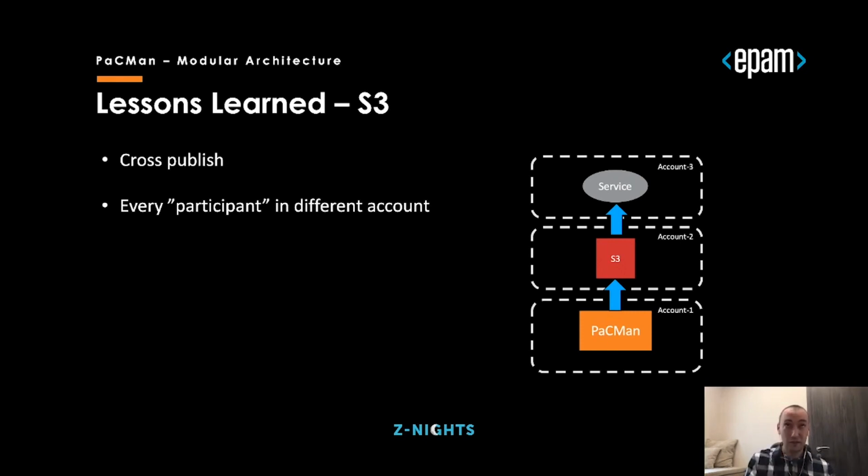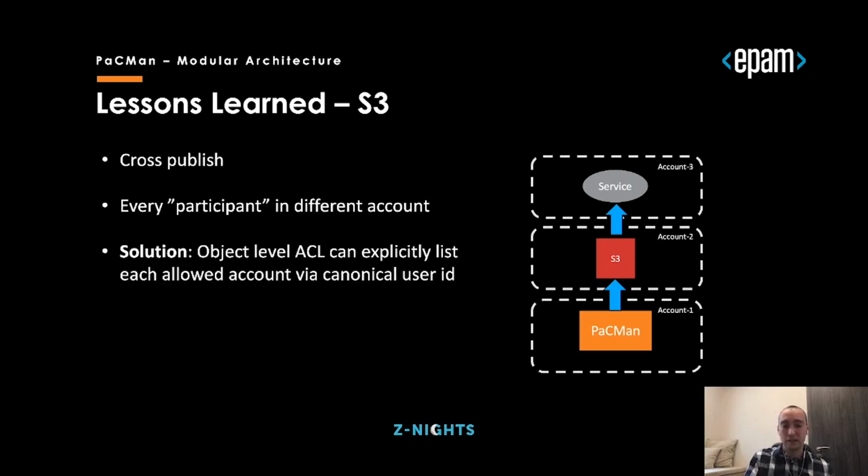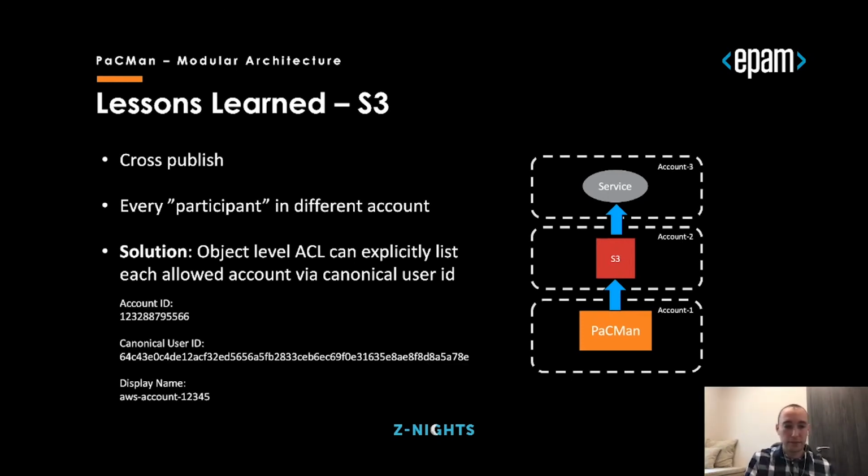There is, in the AWS documentation on the really deep side, a few words about it, and the solution is that you have to explicitly add a canonical user ID for each object, and that canonical user ID will describe which account should be able to consume that object. That canonical user ID is basically representing the account. It's like the account ID or the display name. These are just examples.